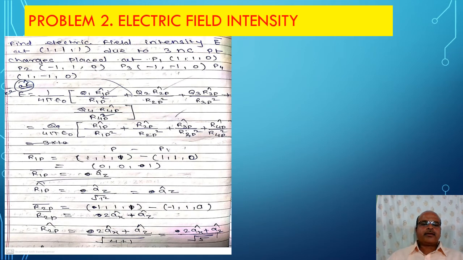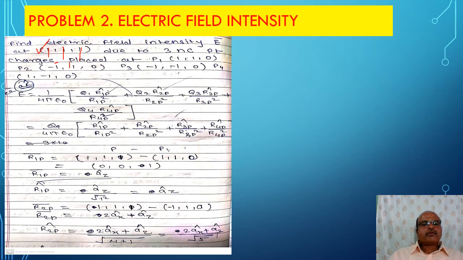So another problem, we will take as the last problem in this lecture. Find the electric field intensity E at (1,1,1) due to 3 nanocoulomb point charges placed at P1 (1,1,0), P2 (-1,1,0), P3 (-1,-1,0), and P4 (1,-1,0). So here this point is given as 1, this is 1, this is 1, this is 1. So the point is (1,1,1), and we have to find the electric field intensity at this point, and other points are given, that is P1, P2, P3 and P4.